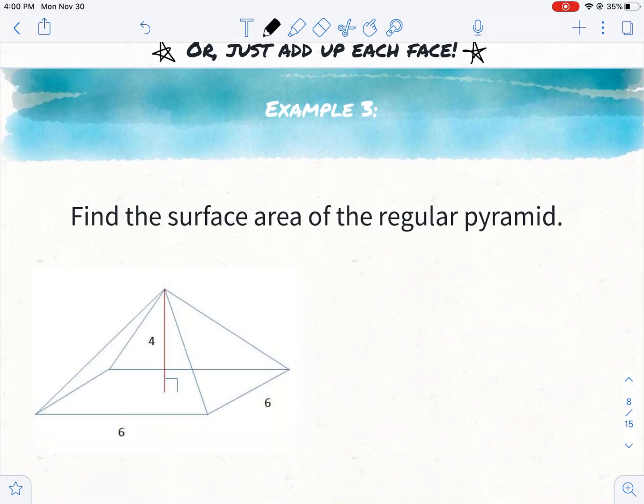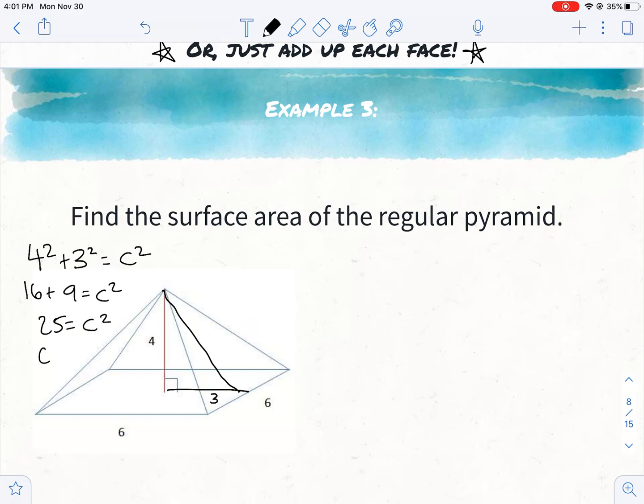So we'll do a few examples. And this one, they don't give me my slant height. They give me my regular height. I know that that height is going to go to the middle of my pyramid because it's a regular pyramid. So it's going to be 1/2 that length. And if I do that Pythagorean formula, I get 16 plus 9, and I'm able to find my slant height. So I'm using 5 for my slant height, 6 for each side length of that base.